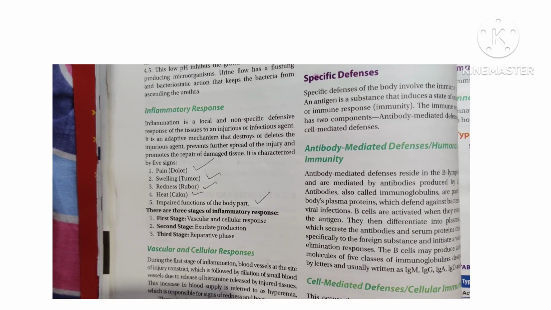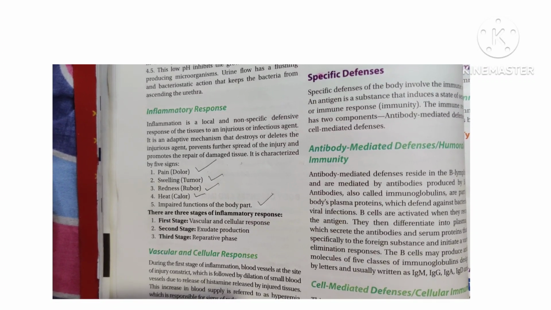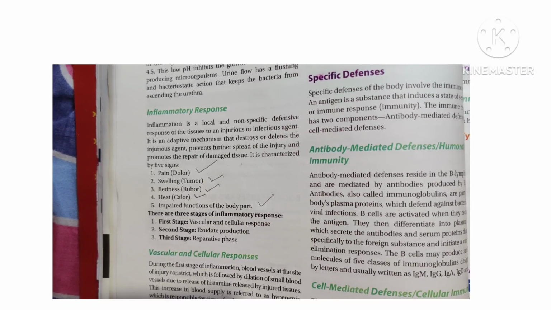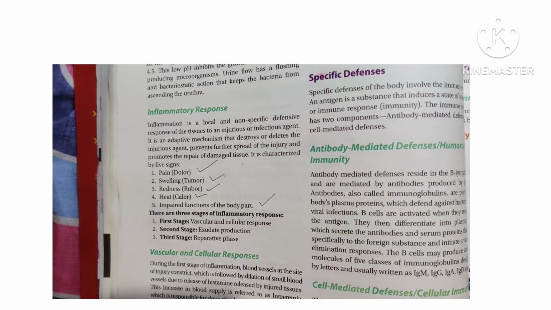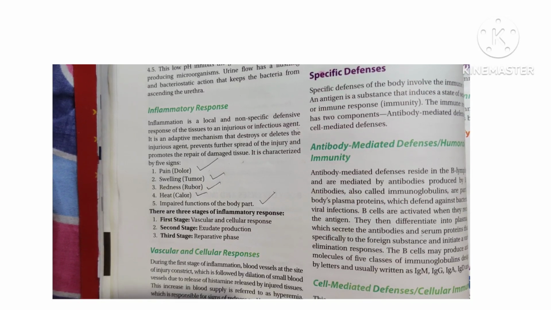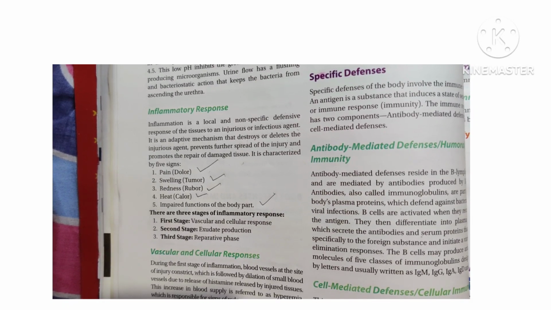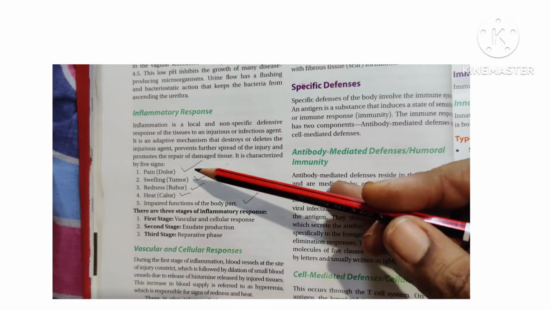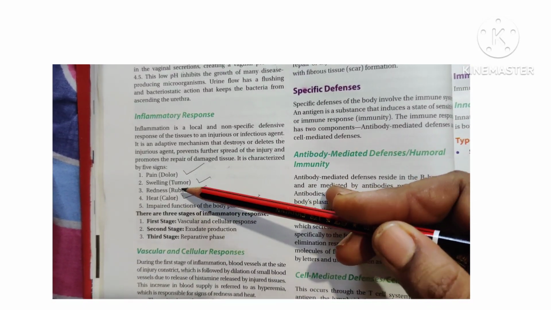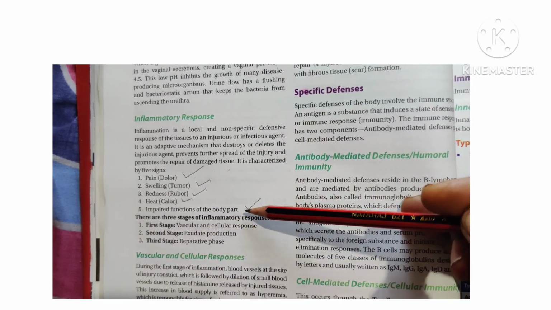Suppose you had a fracture and your hand got swollen. Will you be able to move your hand as at the non-injured time? No. Whenever there is inflammation, unless and until the inflammation gets reduced, the function of that particular part is going to be interrupted totally or partially. So what are the 5 signs of inflammatory response? Pain, swelling, redness, heat, and impaired function of the body part.